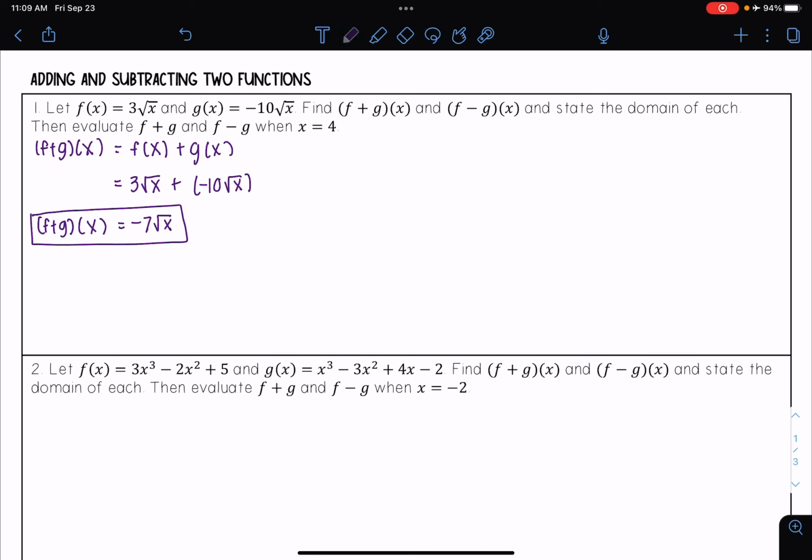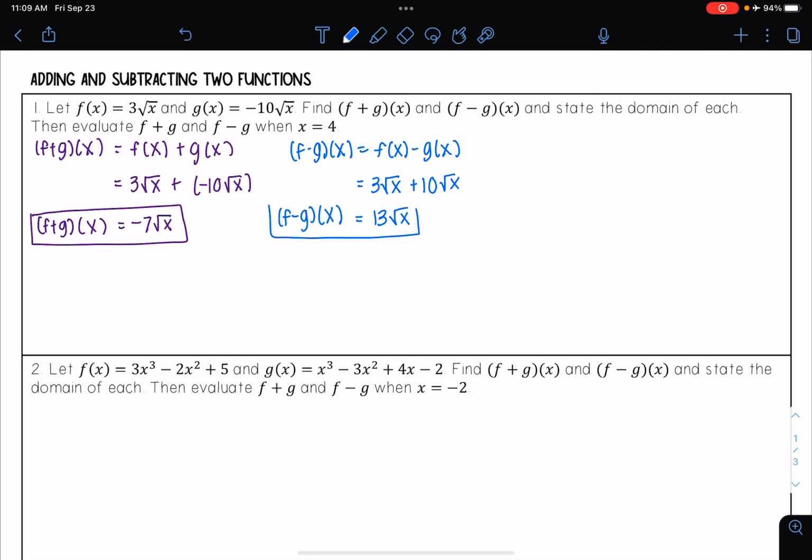Okay, now let's go ahead and find f minus g of x. So f minus g of x is equal to f of x minus g of x. So I have 3 square root of x minus negative 10 root x, which is the same thing as plus 10 root of x. And so when I add those, I get that f minus g of x is equal to 13 square root of x.